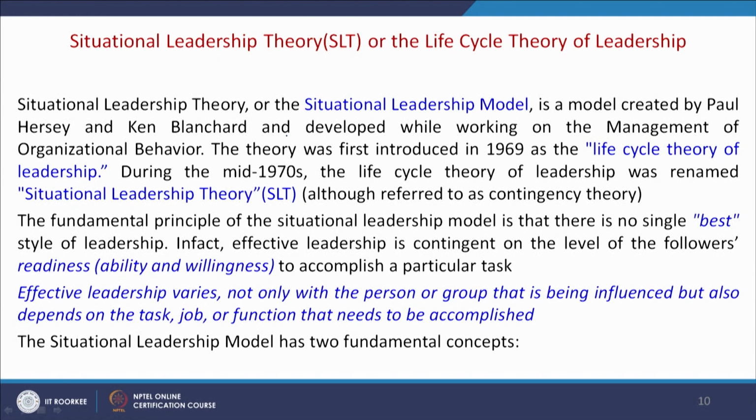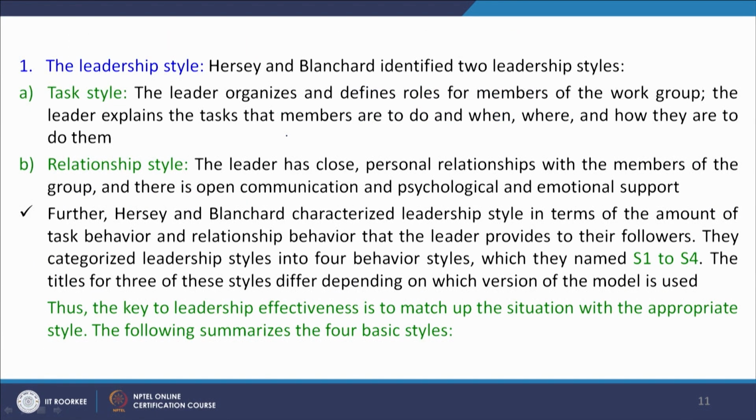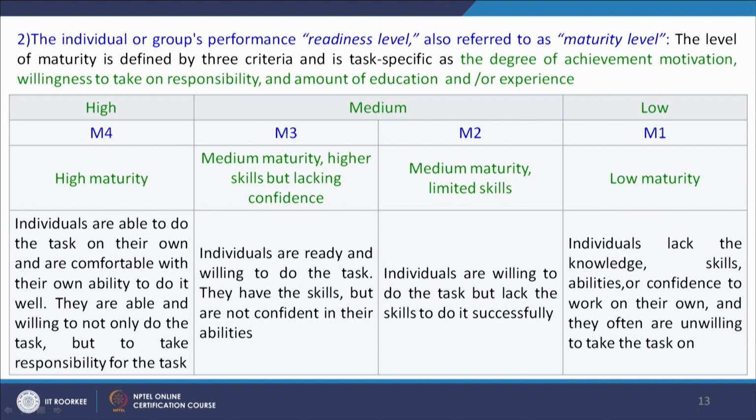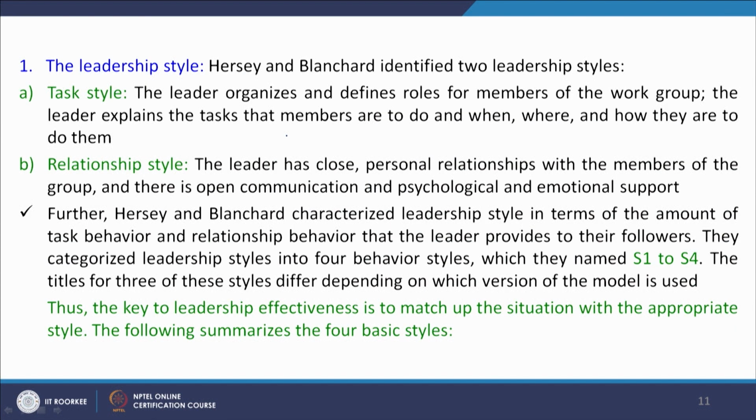Now, Hersey and Blanchard have identified two fundamental concepts of situational leadership style. The first is the leadership style and the other is the readiness or the maturity level. That means to what extent the ability and willingness will combine to form the best fit for the leadership style. If I talk about the leadership style, Hersey and Blanchard have identified two leadership styles, the task style and the relationship style.